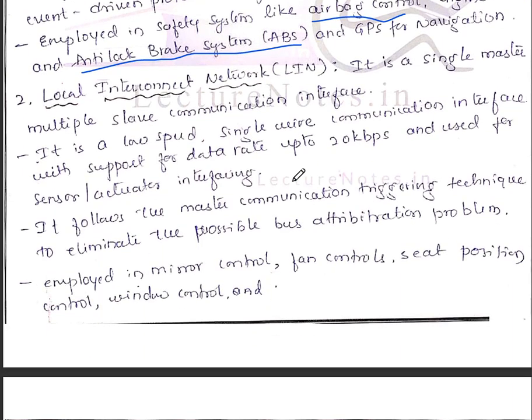The next automotive communication bus is Local Interconnect Network, also called LIN. It is a single master and multiple slave communication interface, and it uses a master communication triggering technique to eliminate the possible bus arbitration problem.